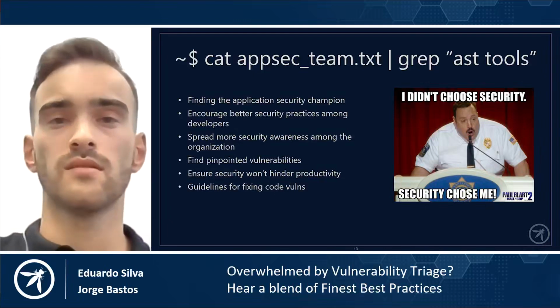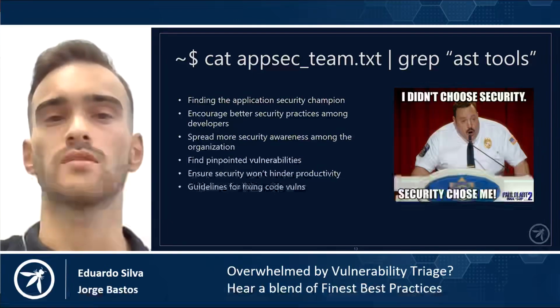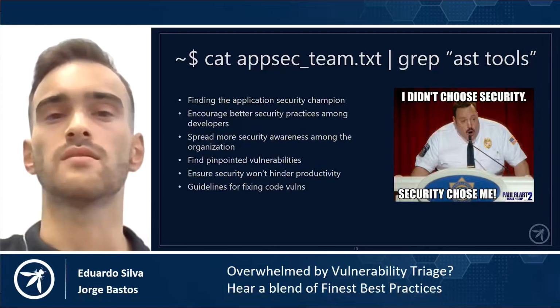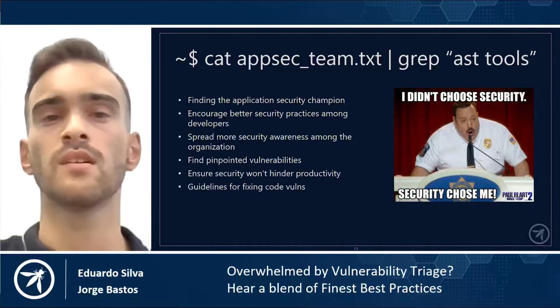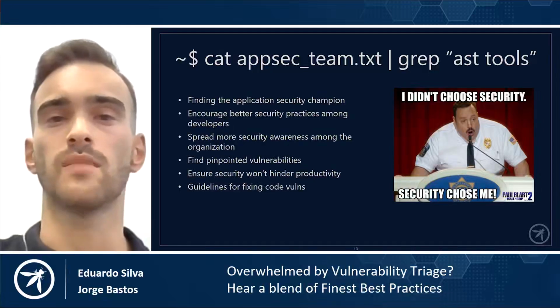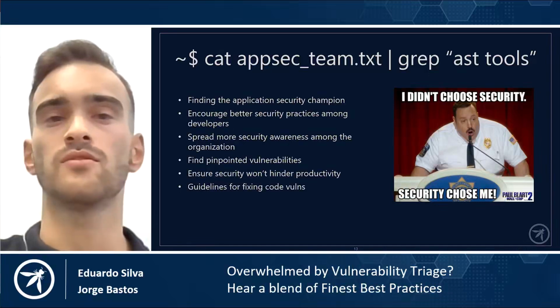Also, the application security team can spread awareness, not just to the developers, but to the entire organization. They can show the impact a vulnerability can have and why it's important to develop secure code. This can also be done by doing trainings. Security teams are a great resource to share knowledge.